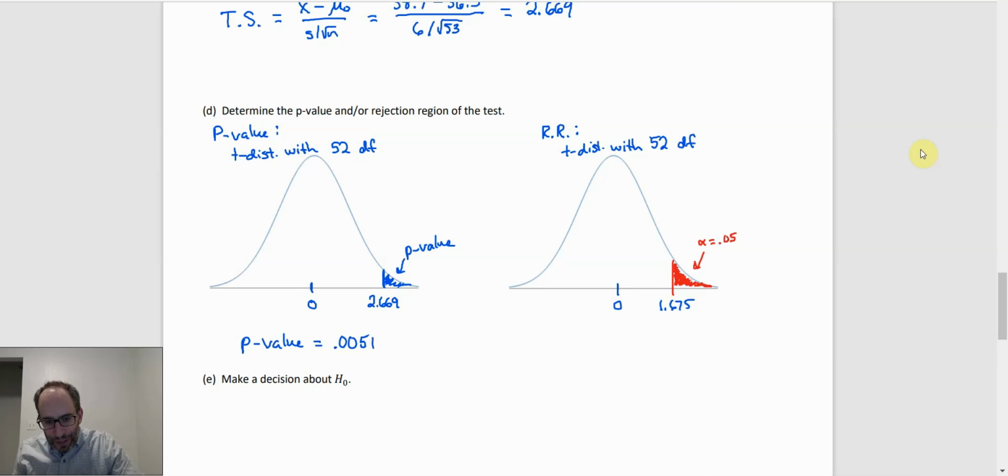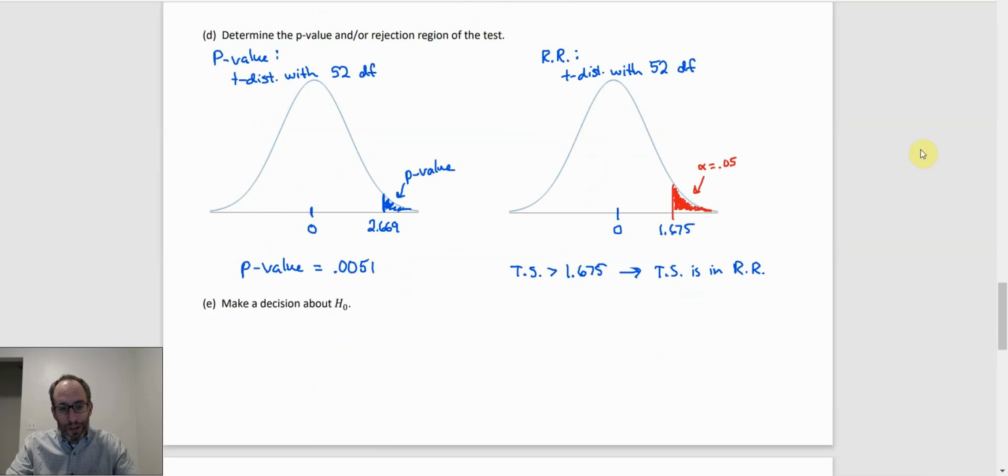So the test statistic is greater than 1.675, since it's 2.669, right? That's definitely bigger. So that means that the test statistic is in the rejection region. So then the decision, same thing either way.